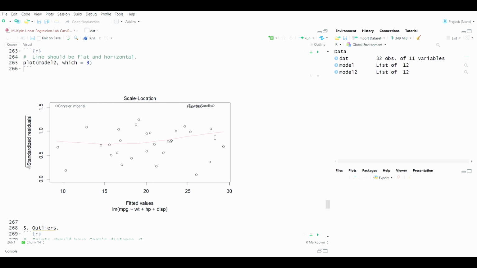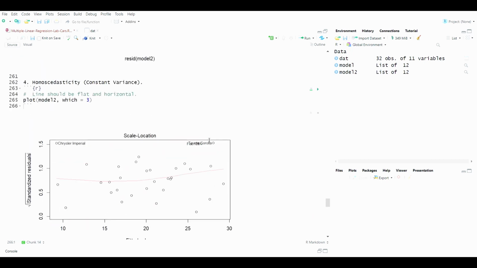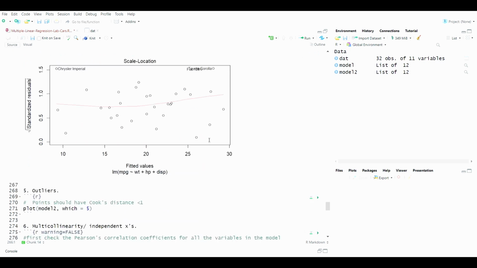That line's not too far off from flat and horizontal, even though the Fiat and the Toyota Corolla have a standardized residual that's fairly high, and so does the Chrysler Imperial, and that's pulling up the edges of our little smiley face here. It's not much more than a bit of a smirk. I think it's okay to proceed in terms of this constant variance assumption.